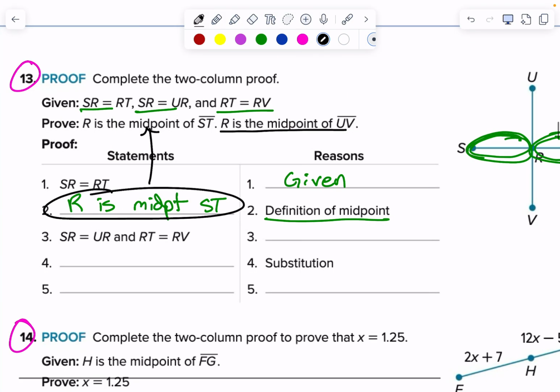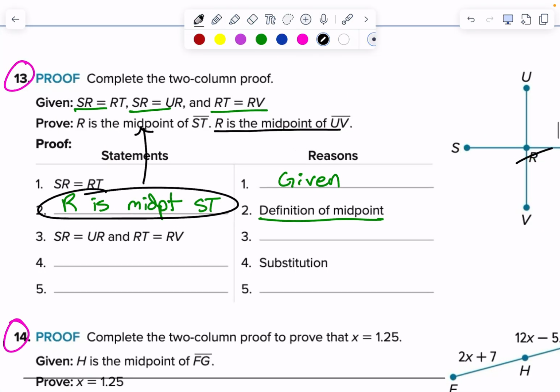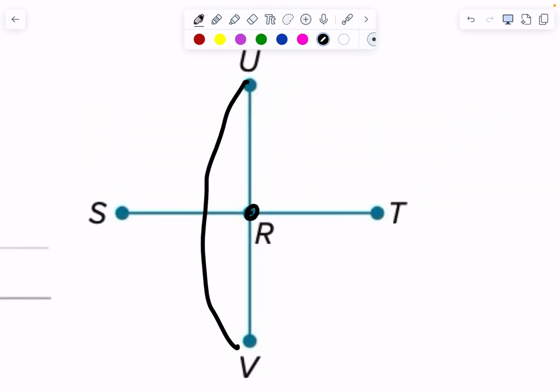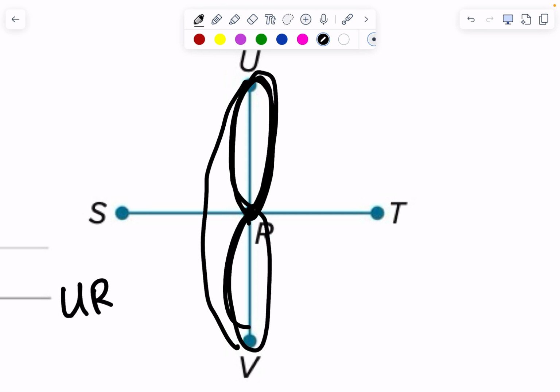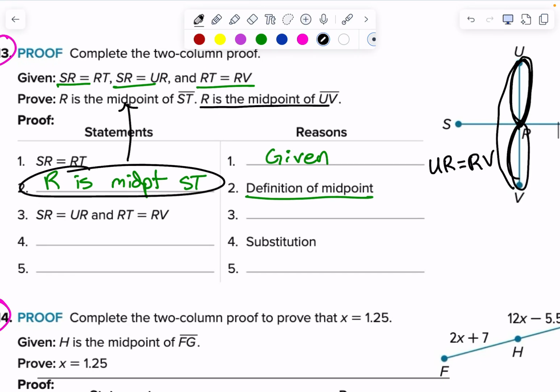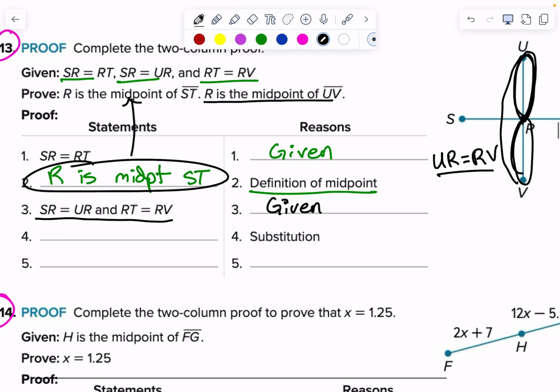Okay, so let's track our thought process here. In order for R to be the midpoint of UV, I need to at some point say that this guy is the same as this guy. In other words, UR has to be equal to RV. I have to get to that at some point. They give me this on part 3. What's the reason for 3? Given. That's another piece of given. So we just said that UR has to be equal to RV at some point. Am I allowed to say that?